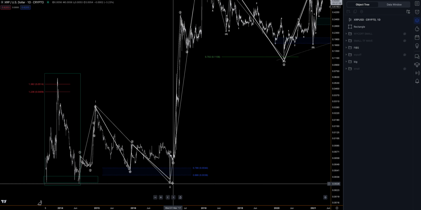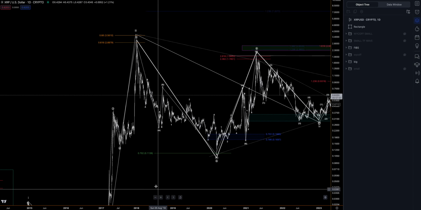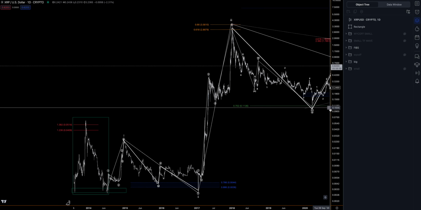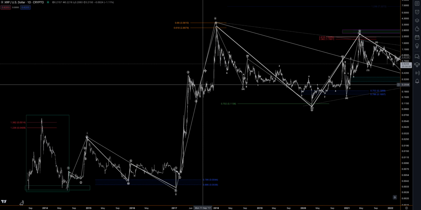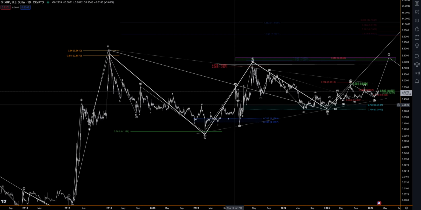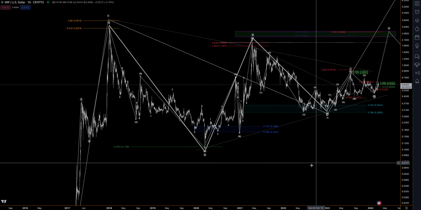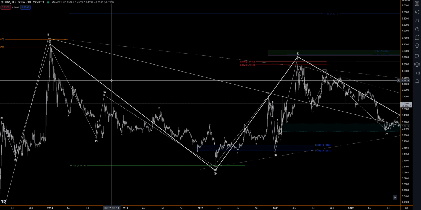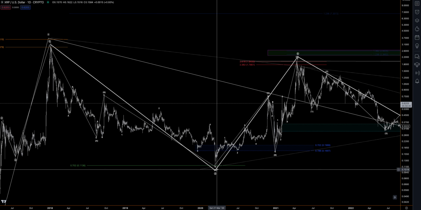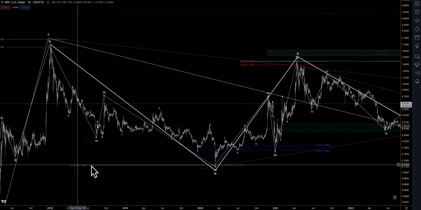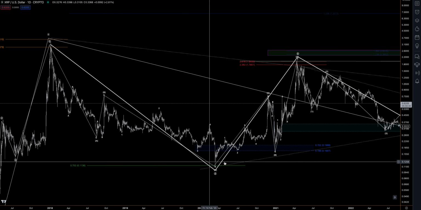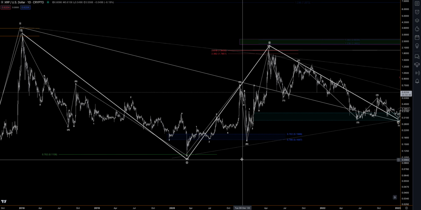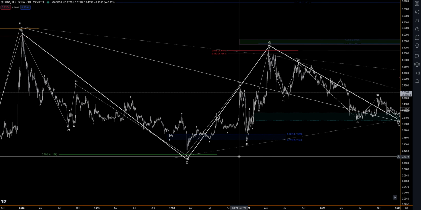Come down for a WXY correction, and then you have your explosive wave 3 to the upside, hitting your golden pocket. And because we went up so high over here, we had such a long and drawn out bear market lasting over 2,000 days. So when we zoom in here, we have a 3-wave move down, a 3-wave move up, and a 5-wave move to the downside with your wave 5 of C hitting your 70.2% fib, which marks the March 2020 bear market lows, or at least the lows of 2020.